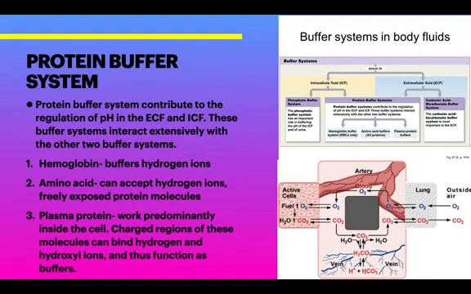Protein buffer system. The protein buffer system contributes to the regulation of pH in the ECF and ICF. These buffer systems interact intensively with the two other buffer systems. Hemoglobin buffers hydrogen ions. Amino acids can accept hydrogen ions, as freely exposed protein molecules. Plasma proteins work predominantly inside the cell. Charged regions of these molecules can bind hydrogen and hydroxyl ions and thus function as buffers.